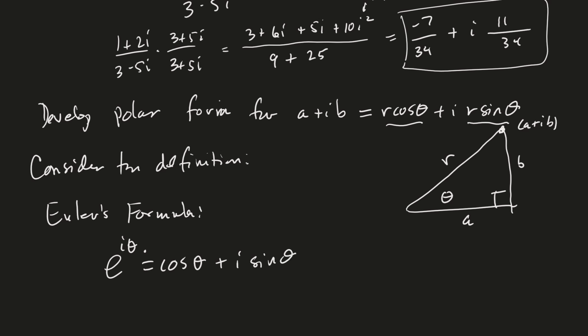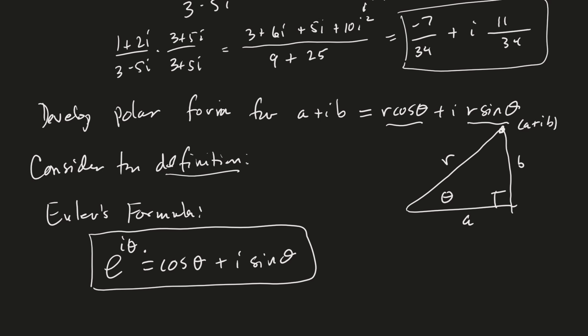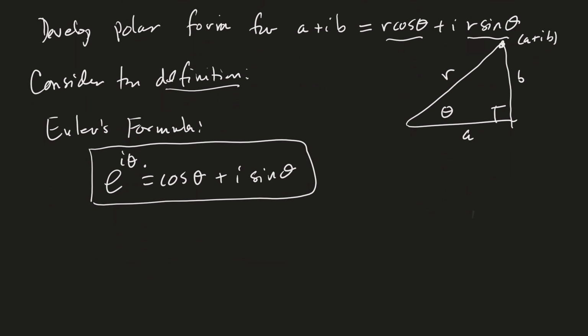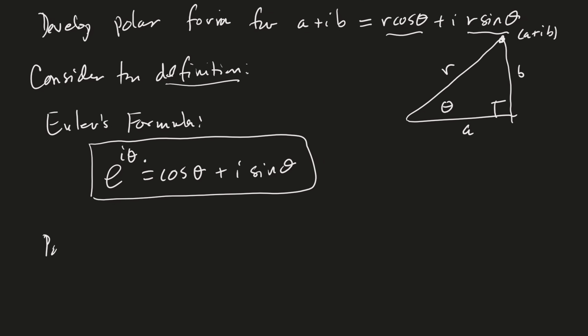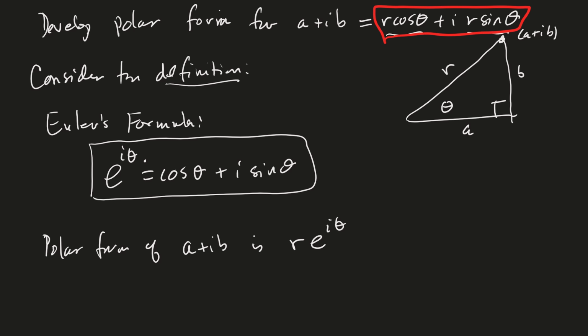Good. Now I'm saying that this is a definition, but this is actually a theorem, and you can prove this theorem. We're not going to prove this theorem, but it's fun to take a look at the proof. It involves some power series and things, but we're just going to assume that this is true. And so therefore, the polar form of our complex number is r times e to the i theta. Does everybody see that? So I'm just rewriting this, right?